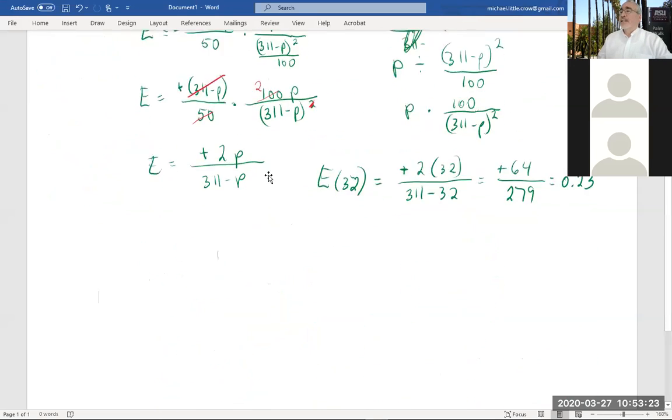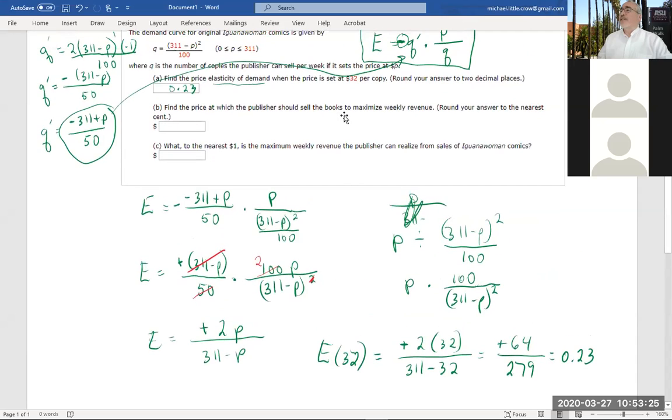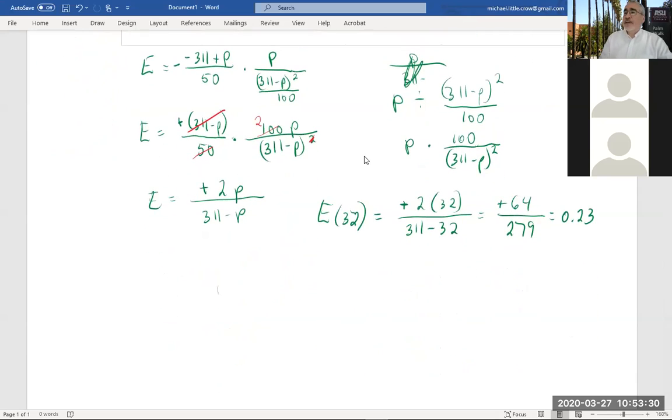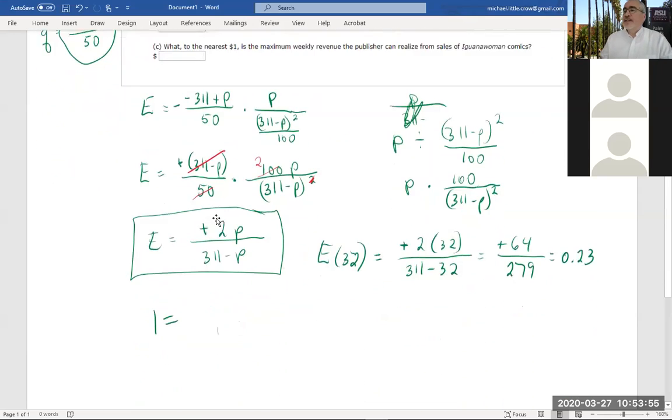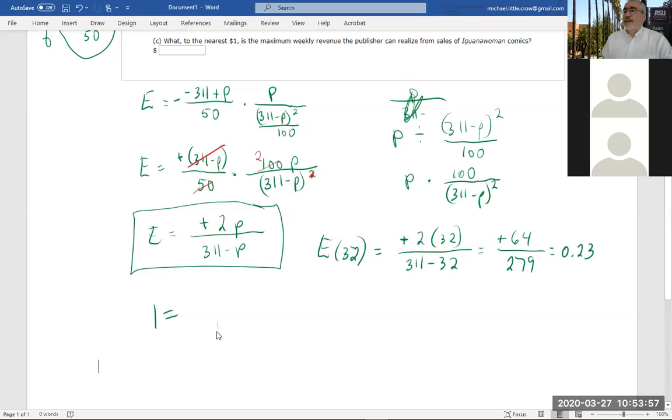Okay. So that works. Find the price at which the publisher should sell the books to maximize weekly revenue. Okay, so now that we've got the correct function here, what we want to do is we set that equal to 1. Could you scroll up for 1 second? Sure. And by the way, this is 12.6 question 5, and it is recorded, so we can always go back and review it.